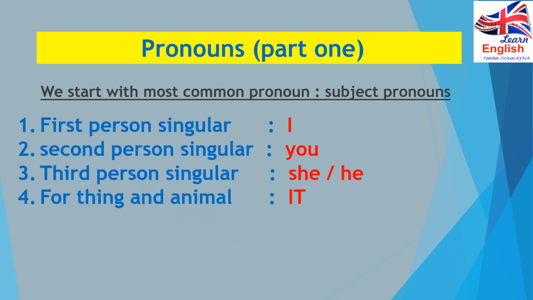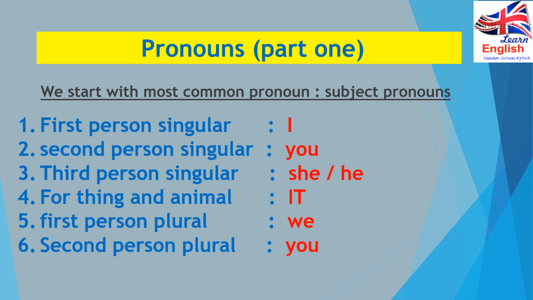for thing and animal it, first person plural we, second person plural you, and third person plural they. So we have I, you, she, he, it, we, you, and they.